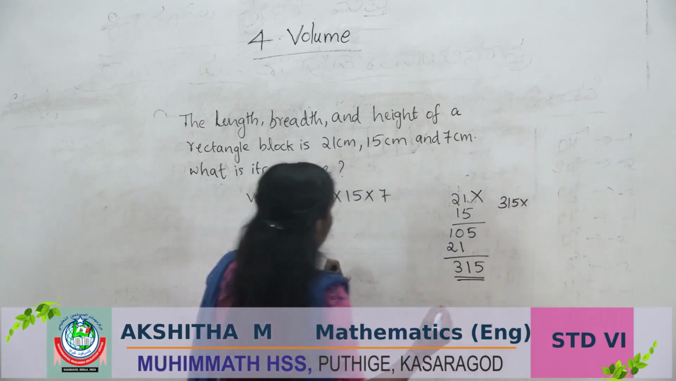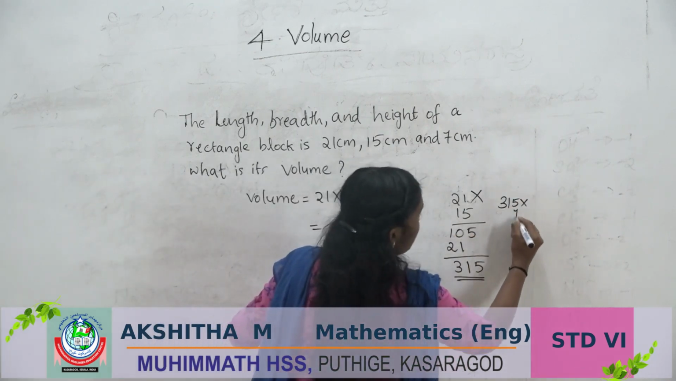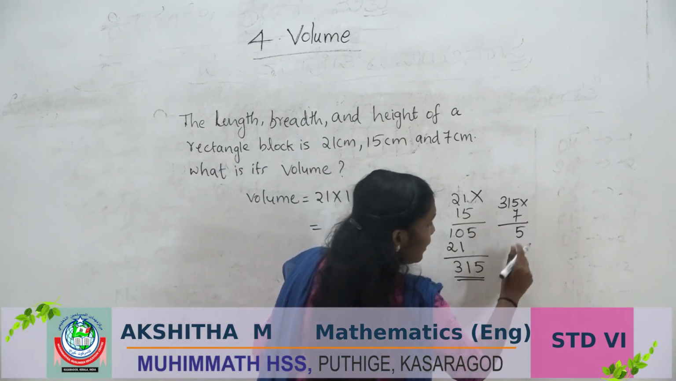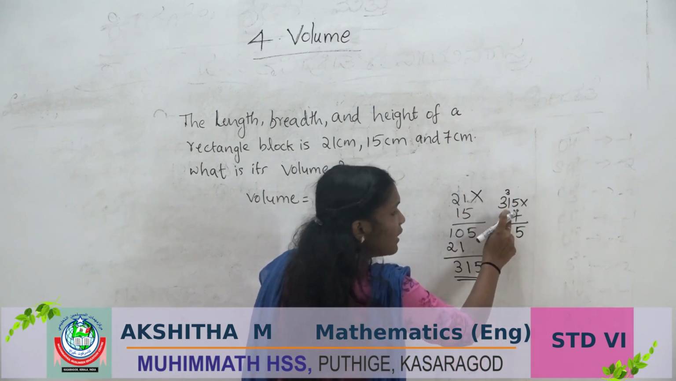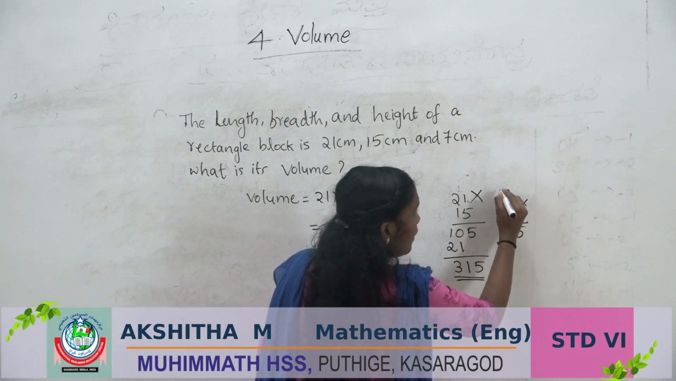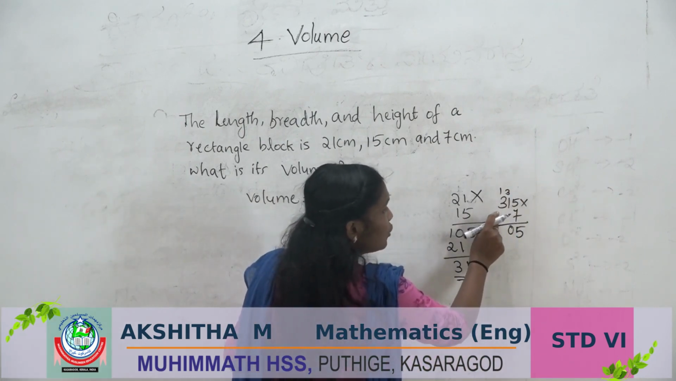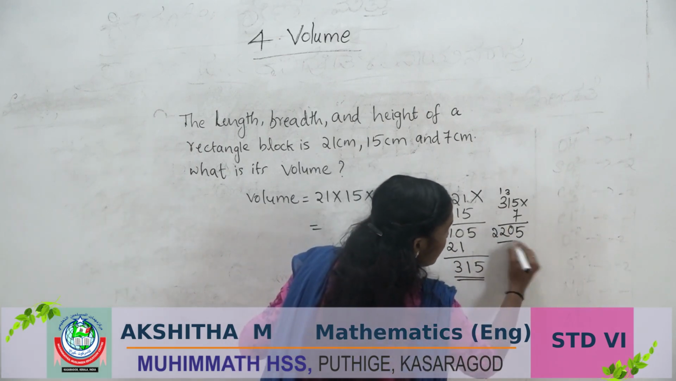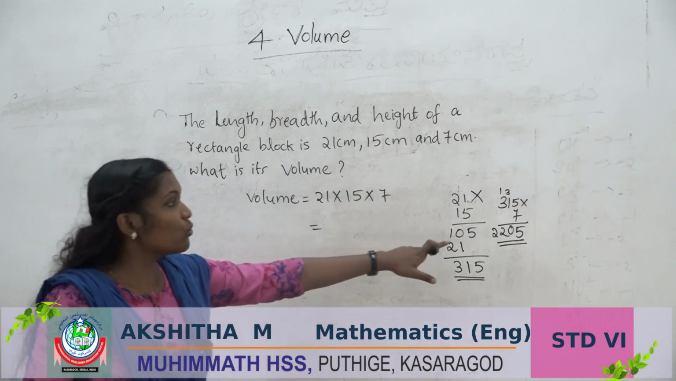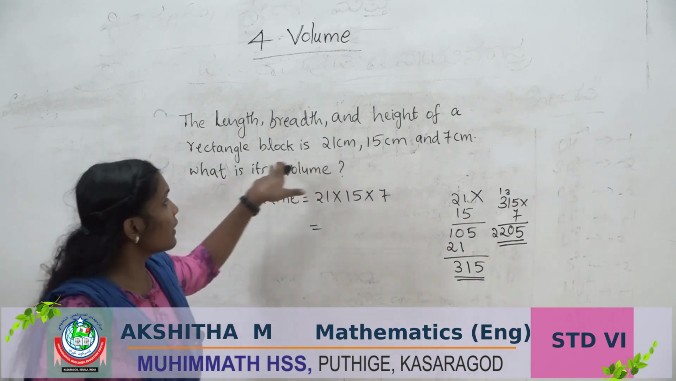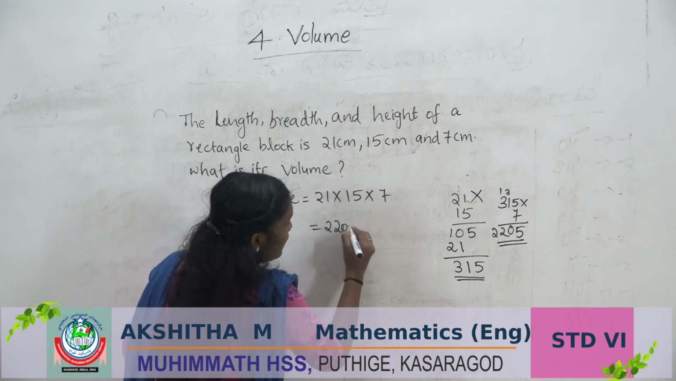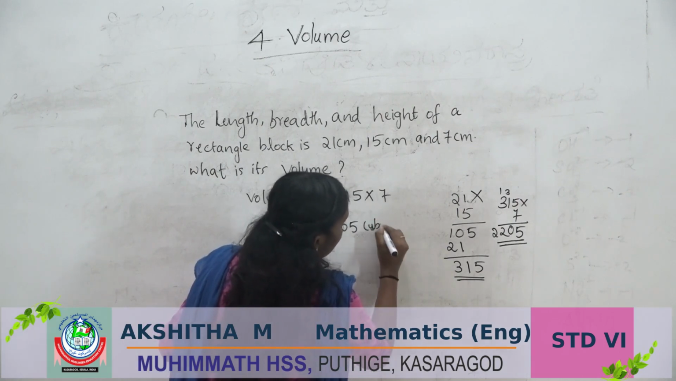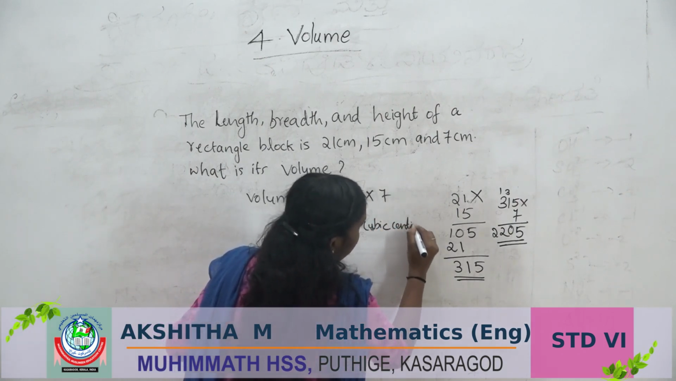315 into 7. 7 5s are 35. 3 we should write here. 7 1s are 7. 7 plus 3, 10. 1 we should write here. 7 into 3, 21. 21 plus 1, 22. 2205 is the volume of this rectangle block. 2205 cubic centimeter.